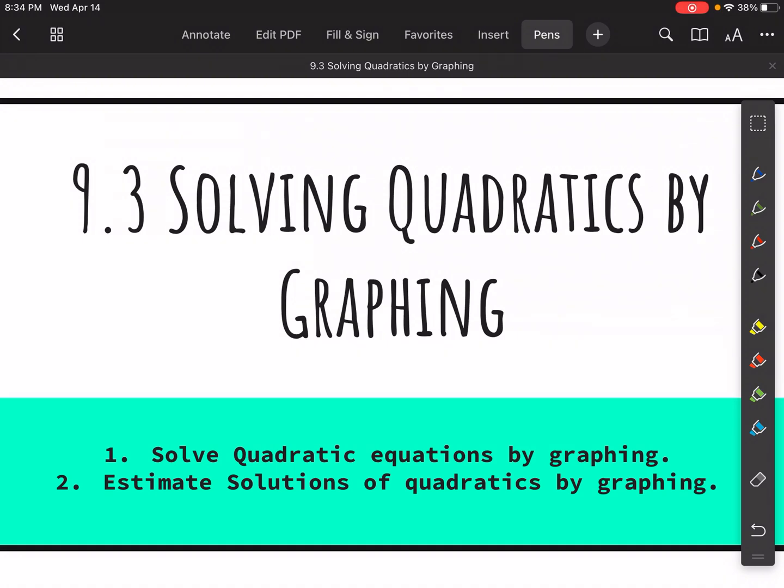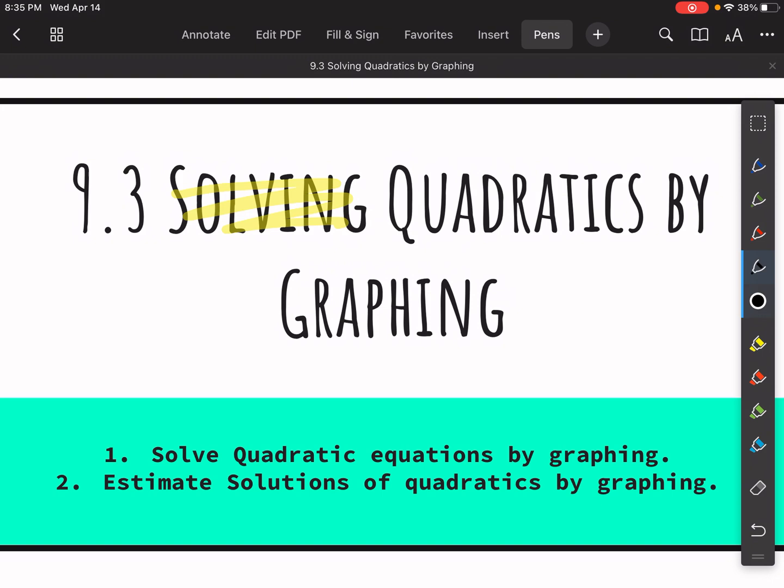All right, Algebra 1. Today we are going to move into 9.3, solving quadratics now by graphing. So we kind of learned how to graph quadratics already. Now the key word with today's lesson is we're going to solve them. So we're going to solve using a graph.